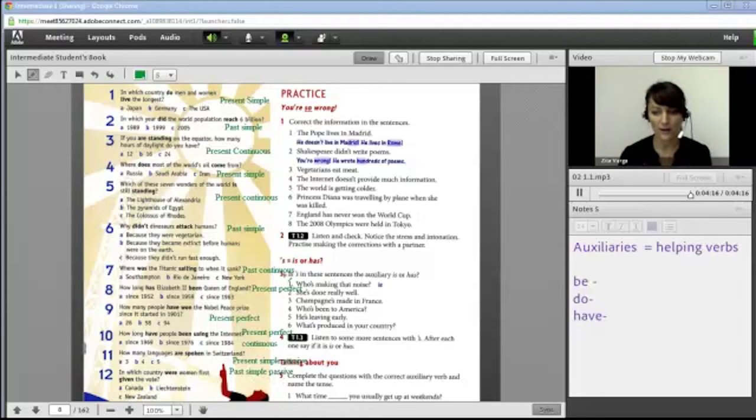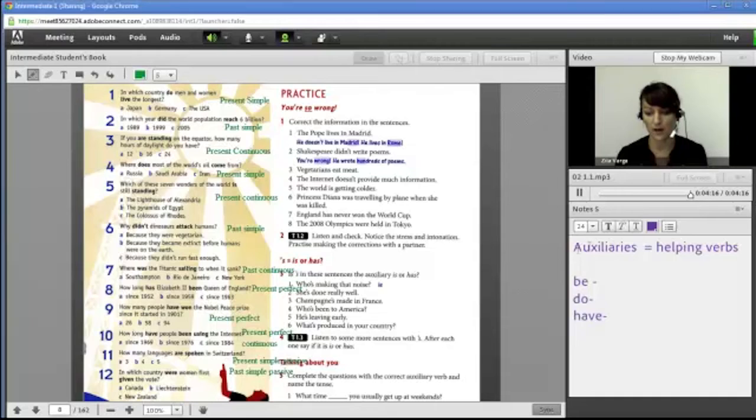And now I'd like you to find me auxiliaries. In these 12 questions, there are auxiliary verbs. In other words, helping verbs. Our 3 helping verbs in English are be, do, and have. They are also used as full verbs. But here, they are all auxiliaries.